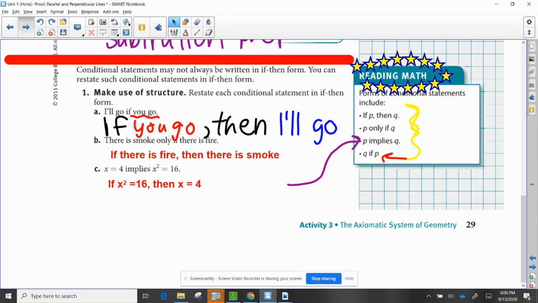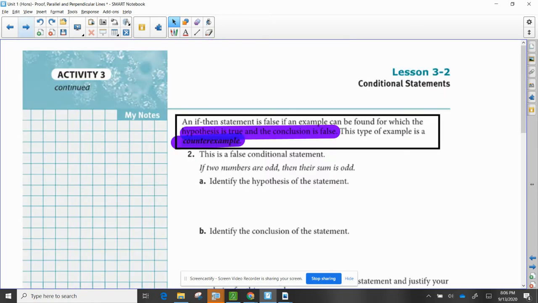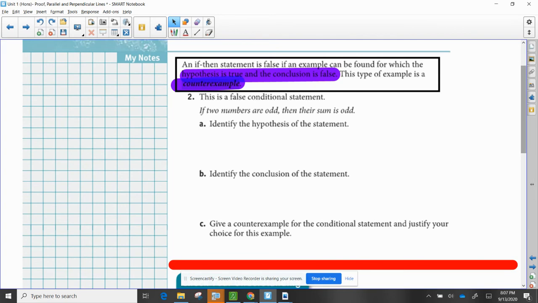All right. Lastly, what we're going to talk about is something called a counterexample. Okay, an if-then statement is false if an example can be found for which the hypothesis is true, but the conclusion is false. So they'll say something like, if you're my friend, then your favorite food is hamburgers. Okay, where my hypothesis is true, you're my friend, but the conclusion could be false. Maybe you don't like hamburgers. Maybe your favorite food is pizza, right? So the pizza would be your counterexample, okay?